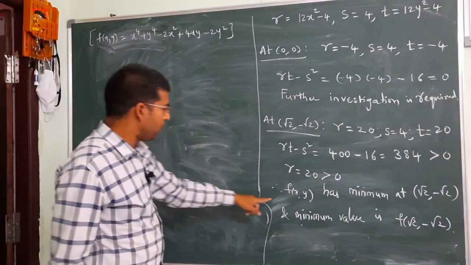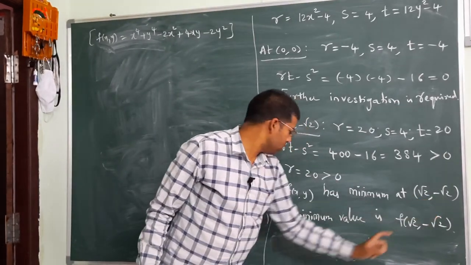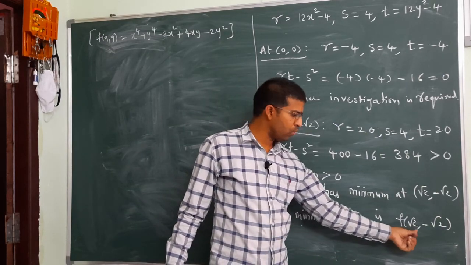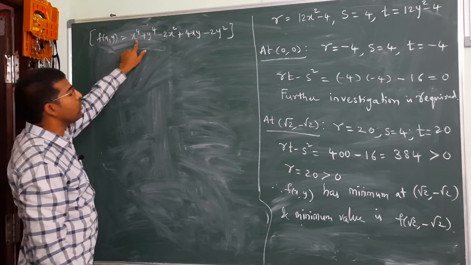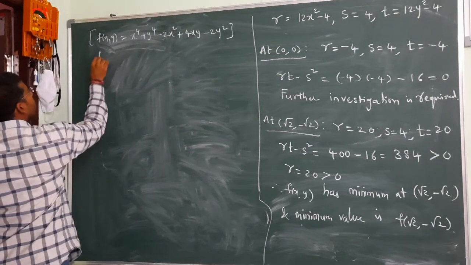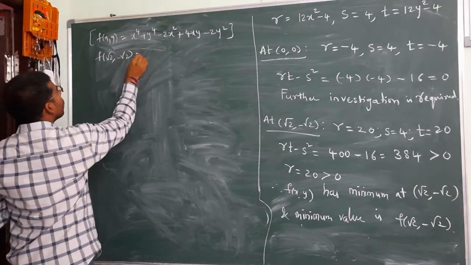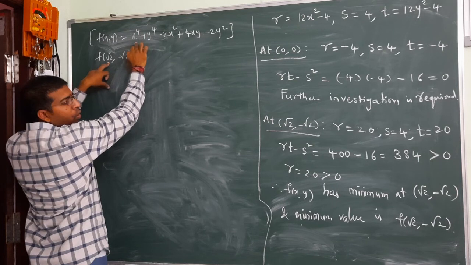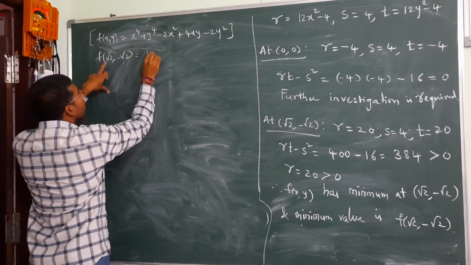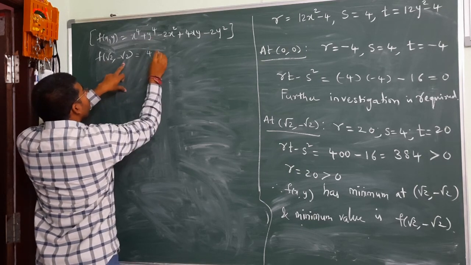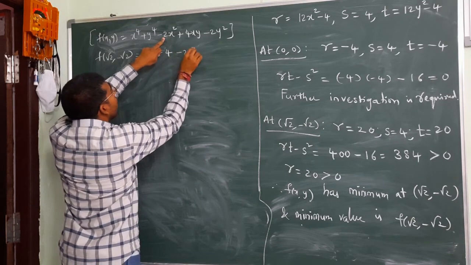See, therefore f of x comma y has a minimum value at root 2 comma minus root 2, and the minimum value is f of root 2 comma minus root 2. Now we will find the value, since we know that f of x y is equal to this function. So, just substitute, in place of x is root 2, in place of y is minus root 2. So, what are you getting? Root 2 whole power 4. Root 2 square means 2. 2 square means 4, right? Similarly, y power 4 means again positive 4. Now again minus 2 into x square.